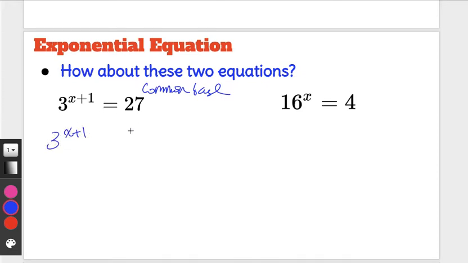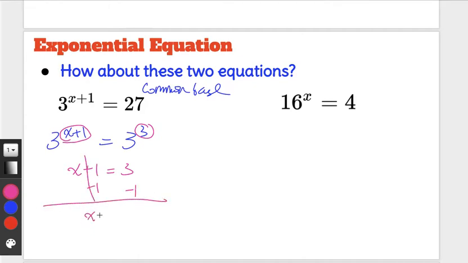So when we observe it, clearly we know 27 is 3 to the third power, as we just did. So now we know the exponents are the same. So remember, the exponent parts are the same, which means x plus 1 equals 3. So now we just need to solve like a regular equation, right? That's it. So sometimes there are even more steps when we're dealing with a little bit complicated exponents. But remember, as we have the same base, the exponents must be the same.